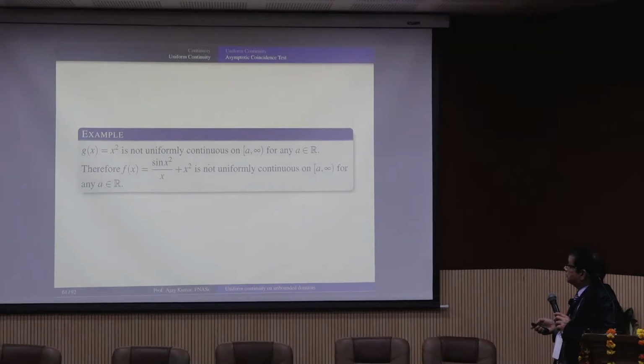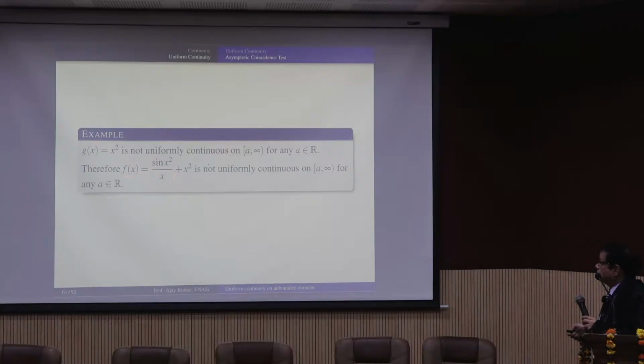Okay, next, say g(x) = x square is not uniformly continuous. So you look at sin(x square) upon x and x square, you take the difference and the difference goes to 0, and therefore both of them should be uniformly continuous at the same time. But I know g is not uniformly continuous, so f is not uniformly continuous, using the same result.